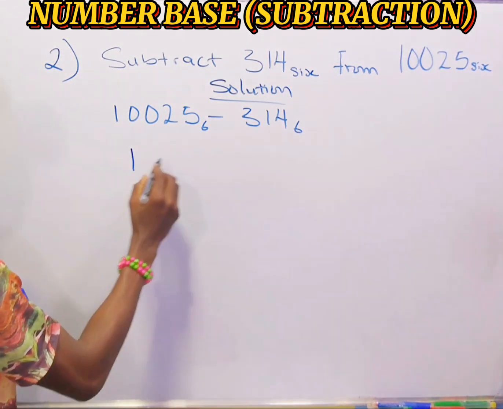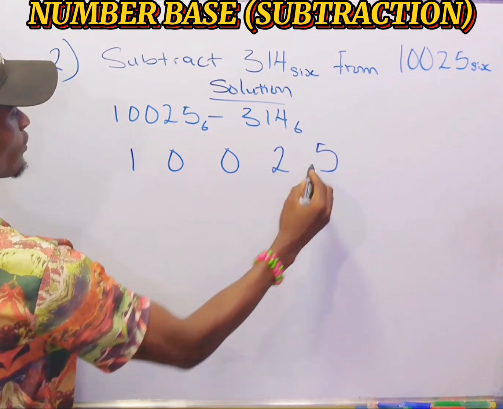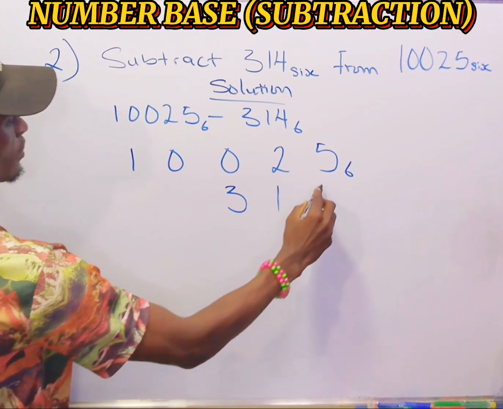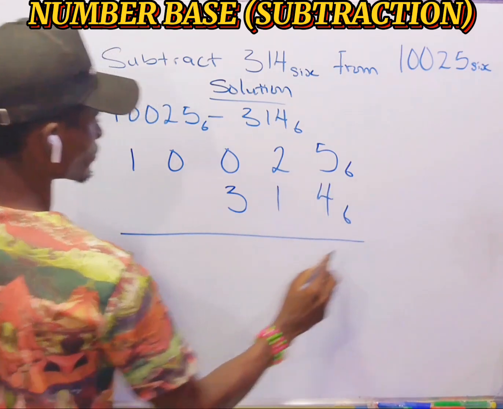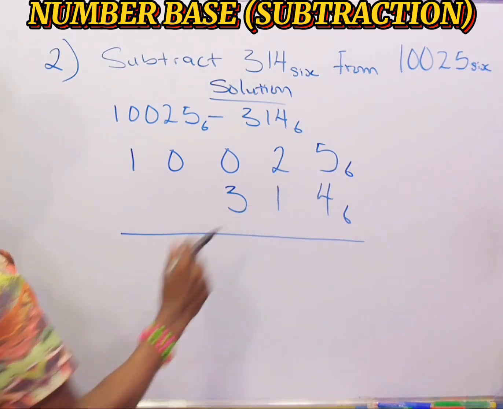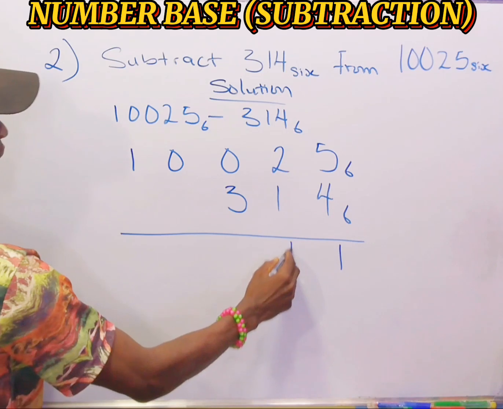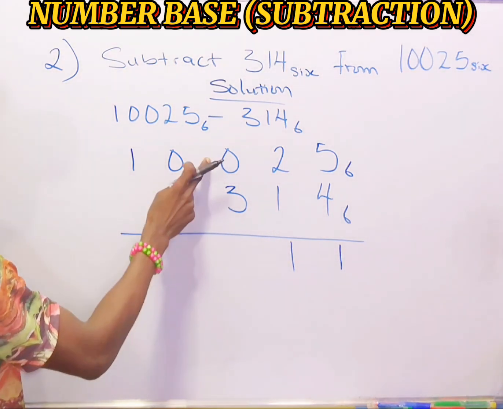Therefore, we can write it as 10025 base 6 minus 314 base 6. 5 minus 4 is 1. 2 minus 1 is 1. 0 minus 3 is not possible. You can't take away 3 from 0.